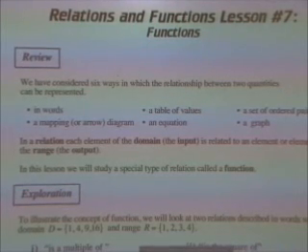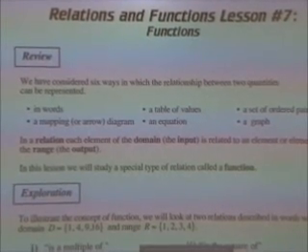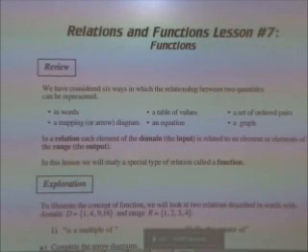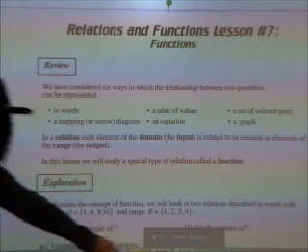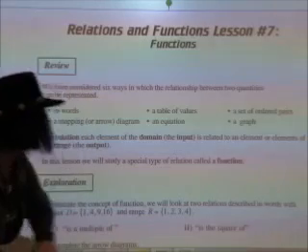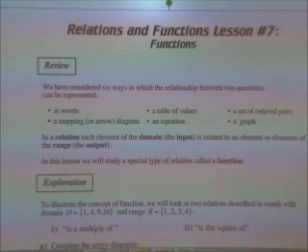So lesson number 7 on functions. We've looked at 6 ways that we can represent relationships between two quantities. So we can use words. We can use a table of values, we can use a set of ordered pairs, mapping, equations, and a graph. The other thing that we looked at was in a relation, we have domain, which are our input values, and we have a range, which is our output values.